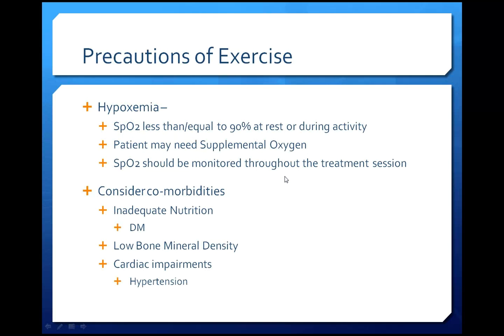Okay. Also, you need to consider other comorbidities with your patient. Inadequate nutrition. Are they diabetic? Low blood sugar is kind of a bad thing when it comes to exercise. Also, do they have low bone mineral density, that is, are they osteopenic?